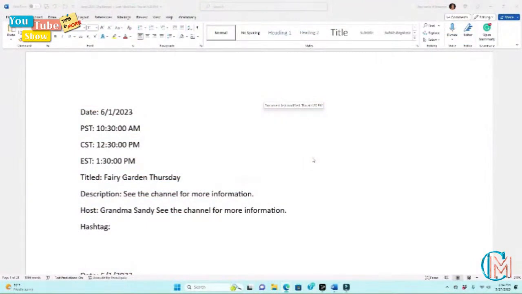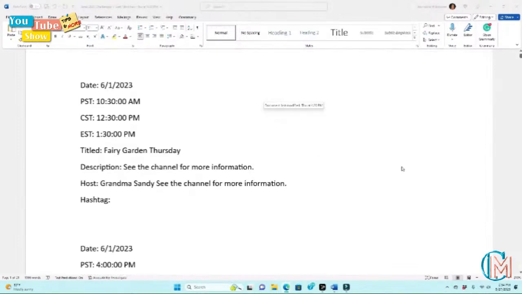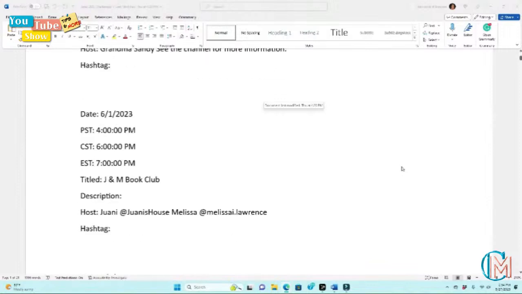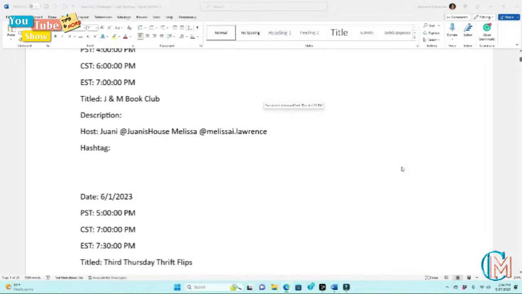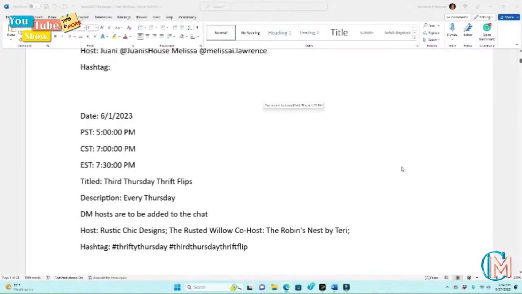June 1st, and it's titled Fairy Garden Thursday, and it's hosted by Grandma Sandy. On the 1st, we have J and M Book Club, and it's hosted by Wani at Wani's House and Melissa at Melissa Lawrence. Also on the 1st, we have the third Thursday Thrifty Flip, and it is hosted by Rustic Chicks Design, the Rusted Willow, and they will have a co-host.